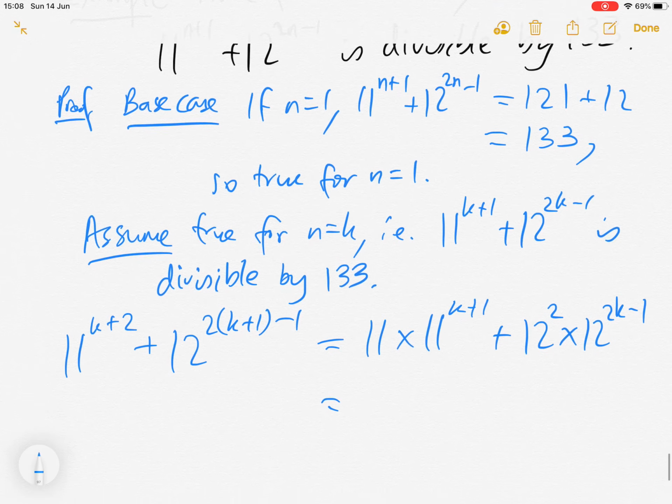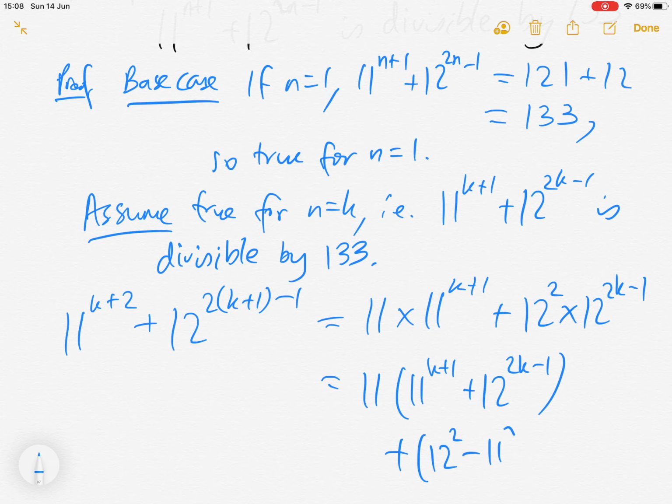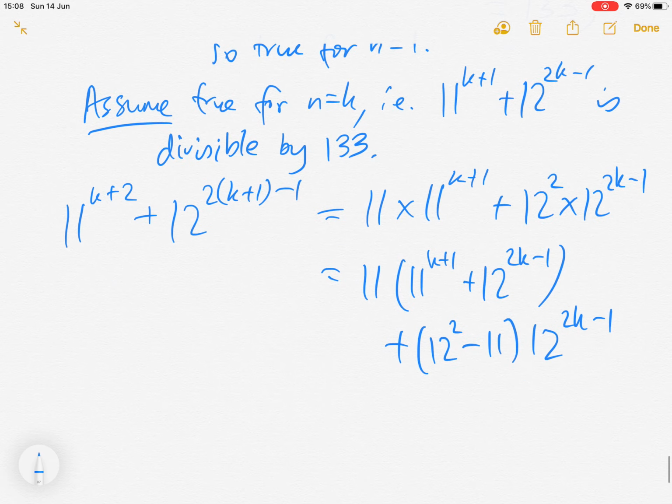So we want to write it in terms of 11 to the k plus 1 plus 12 to the 2k minus 1. We certainly have 11 lots of that. And then we have some extra stuff left. How much do we have left? 12 squared minus 11 lots of 12 to the 2k minus 1.